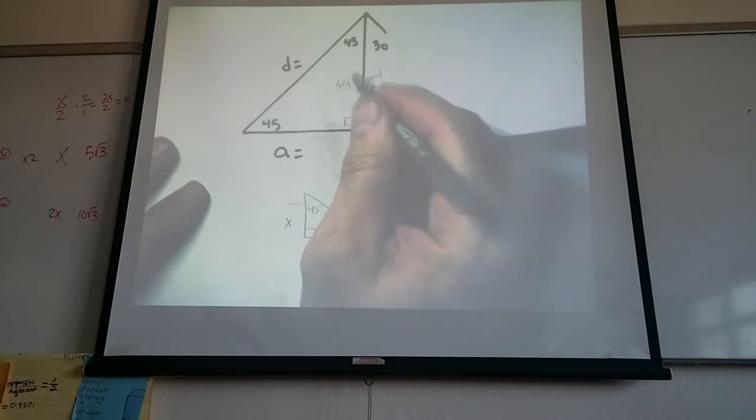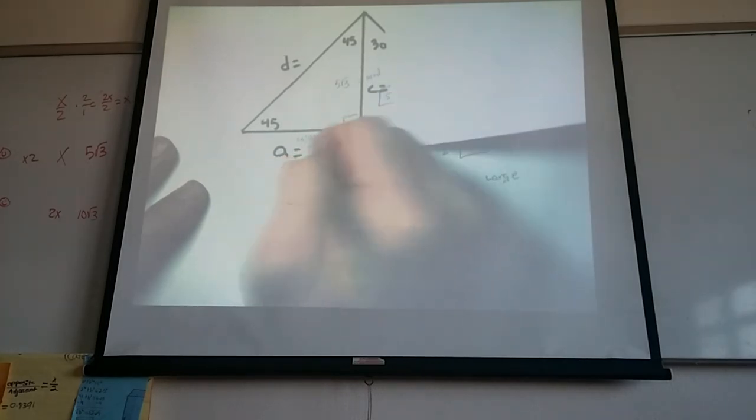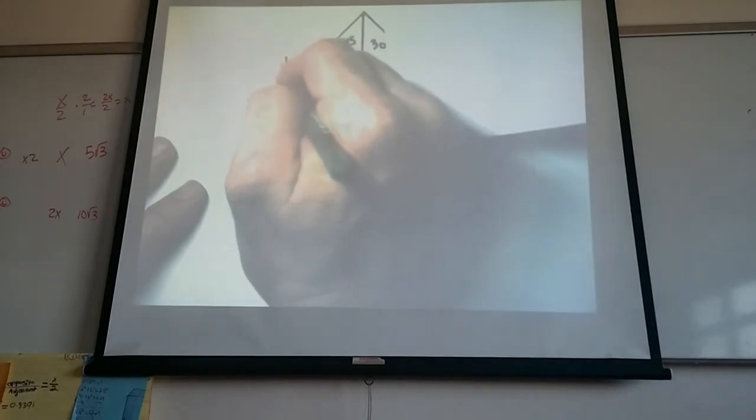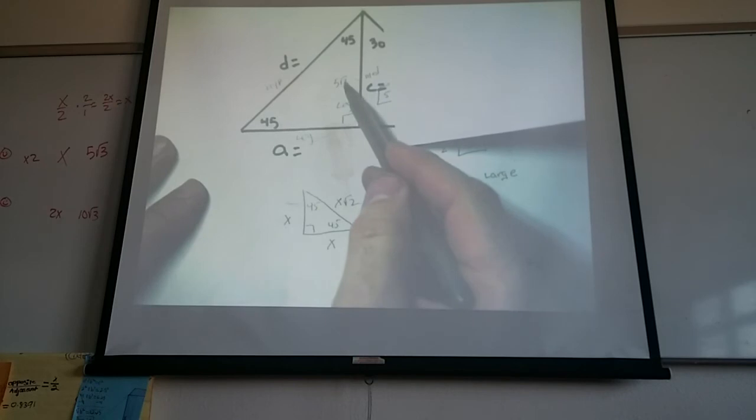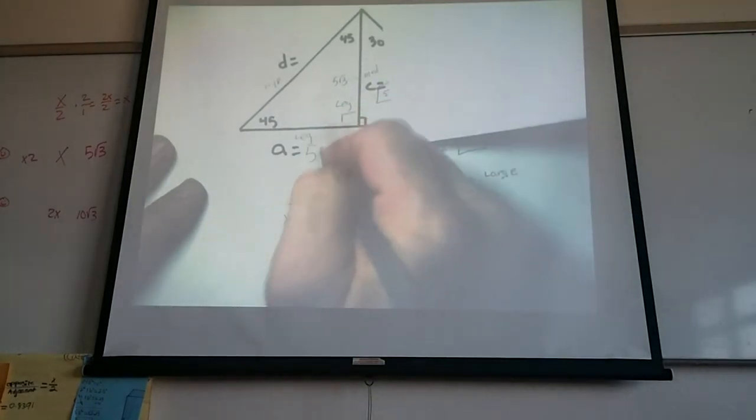Okay, so this one, and if you want to, I've never taught you to do this, but you can put leg here, you can put leg here, and you can put hypotenuse here. This is 5 square root of 3. So this one has to be 5 square root of 3. Okay.